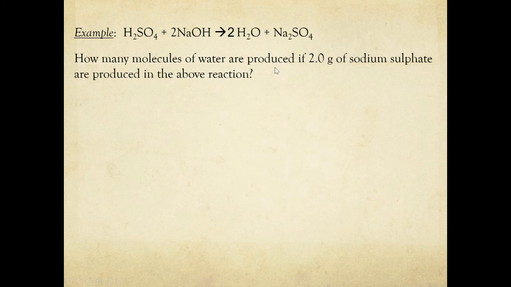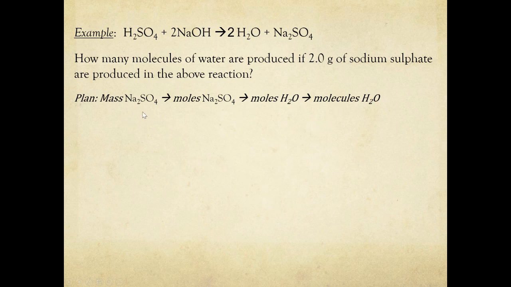So we have mass produced if 2.0 grams of sodium sulfate. So we have mass of sodium sulfate to moles of sodium sulfate, and moles of sodium sulfate to moles of water, and then to our molecules of water. That's what we're looking for. All right, there's my plan. Mass to moles, moles to moles, moles to molecules.